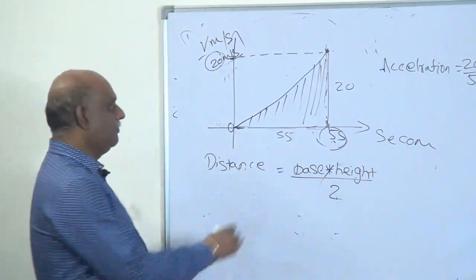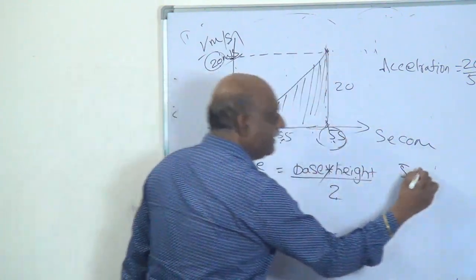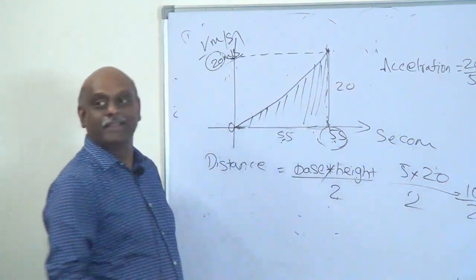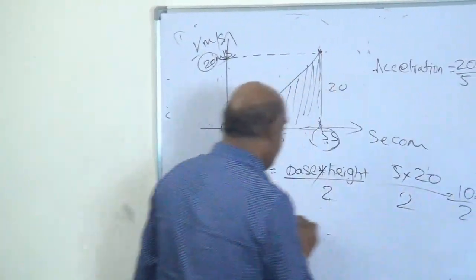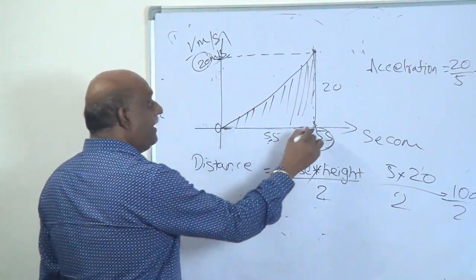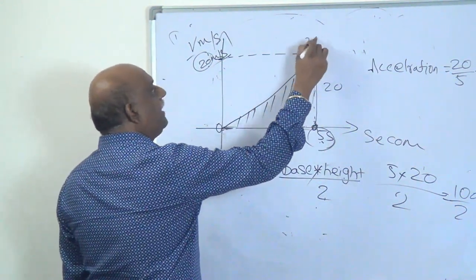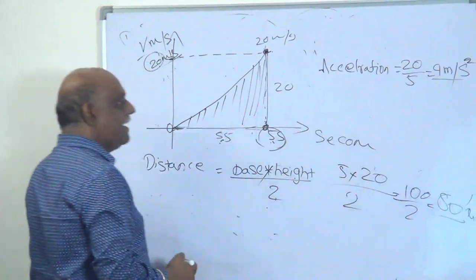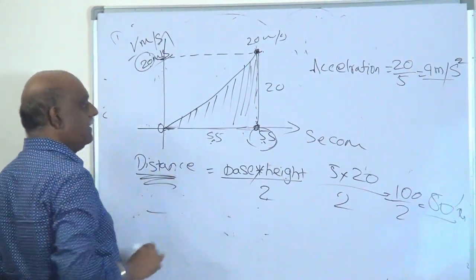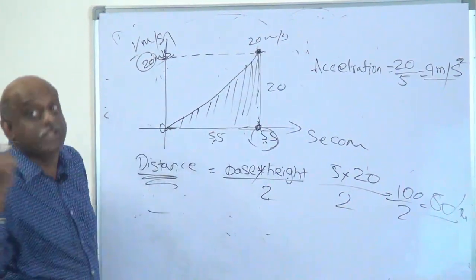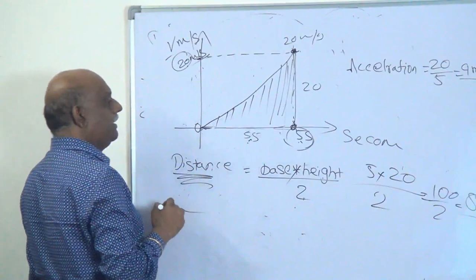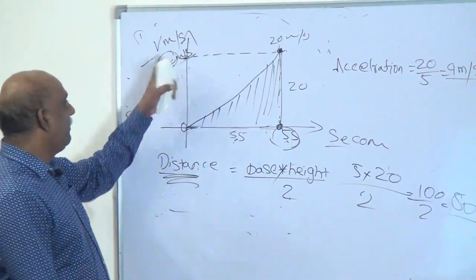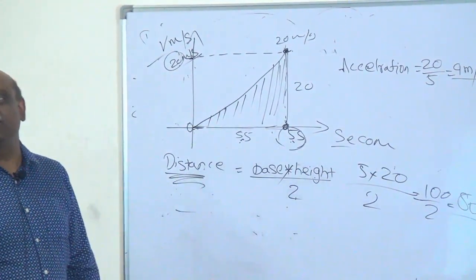इसका बेस कितना हो गया, 5 इंटू, इसका हाइट कितना हो गया, 20 डिवाइडेड बाई 2 करो इज इक्वल टू 100 बाई 2 इज इक्वल टू 50 मीटर्स इज द डिस्टेंस ट्रेवल्ड इन दिस 5 सेकेंड्स, वेयर एंड ऑफ द 5 सेकेंड्स इट रीच द वेलोसिटी ऑफ 20 मीटर्स पर सेकेंड एंड इन द प्रोसेस इट्स एक्सेलरेशन इज 4 मीटर्स पर सेकेंड स्क्वेयर and you are able to get the distance by calculating the area of this triangle. Which triangle? The triangle that has been formed on the velocity over time graph. Y-axis is velocity and time is on the x-axis.